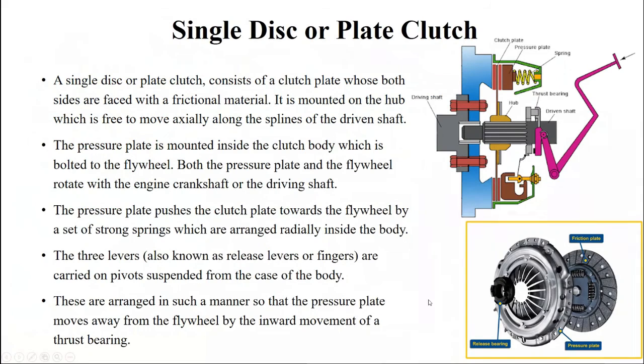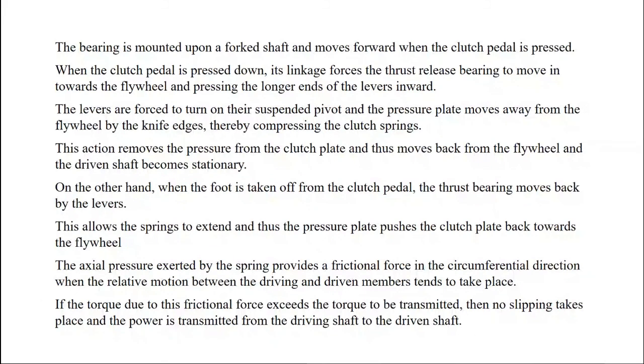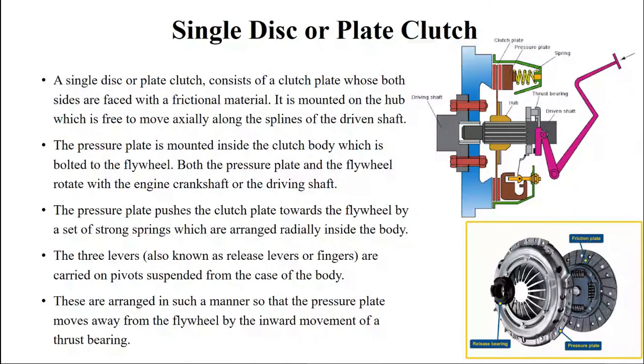Today we will basically be seeing this single disc or plate clutch, which you have seen multiple times, how it is operated. They have this pressure plate, clutch plate, some release bearing, and sometimes the diaphragm spring. This you have already studied several times. This is just the description of the clutch plate and how it works. Single plate clutch.